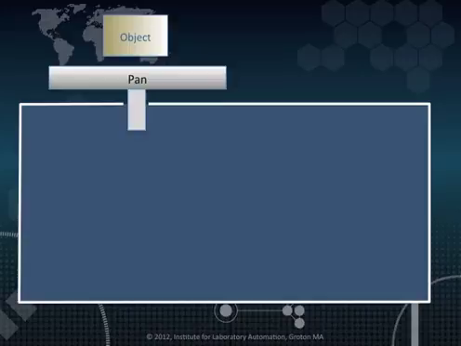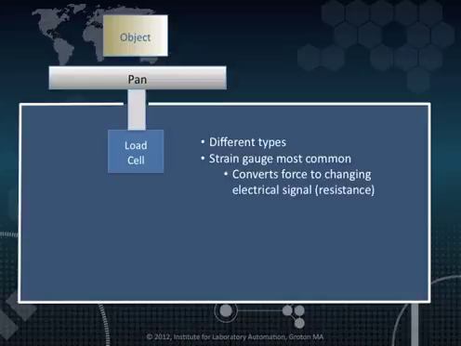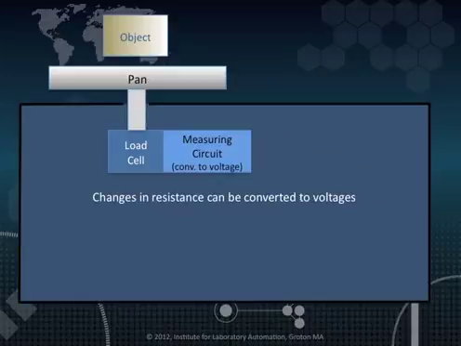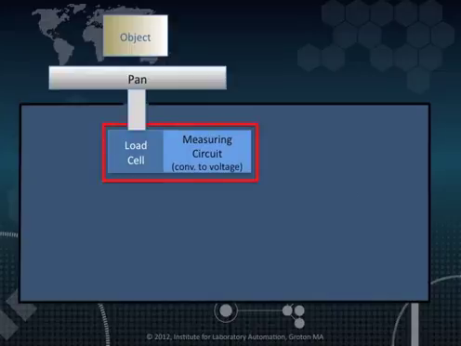We'll start by putting an object on the pan of the balance. The supporting shaft under the pan sits on top of a load cell. There are different types of load cells. The most common is a strain gauge. The strain gauge responds to the weight of the object by converting the force exerted by the weight of the object into changes in electrical resistance. As the weight changes, so does the resistance. Changes in resistance are converted to voltages with a simple electrical circuit. This combination of a device that converts forces in the real world to voltages is common in laboratory work.